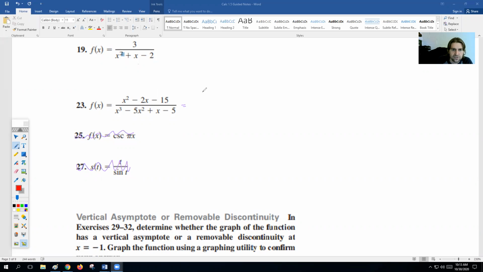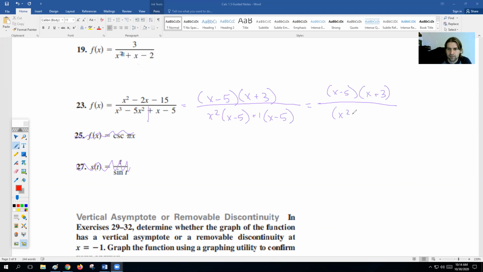The top factors to x minus 5 times x plus 3. Now the bottom, what we're going to do is, can we split this up? We can take away an x squared from both of those, and we get an x minus 5. And we could take away a 1 from both of those, and we get an x minus 5. So we would get an expression of x minus 5 times x plus 3 over x squared plus 1 times x minus 5. So if we look at our potential discontinuous points, we'd have one here at +5.